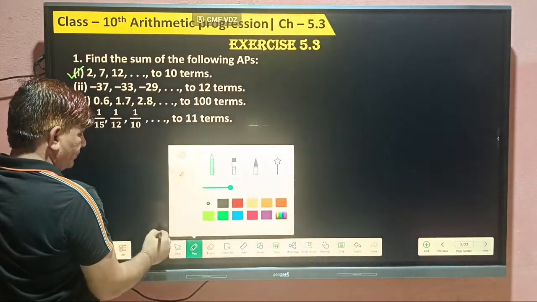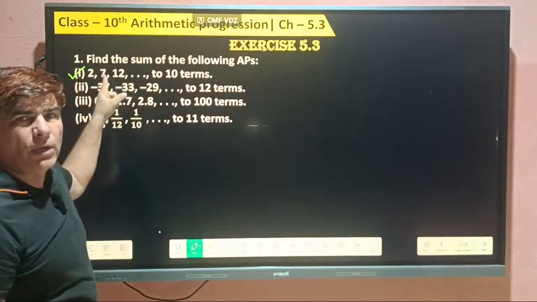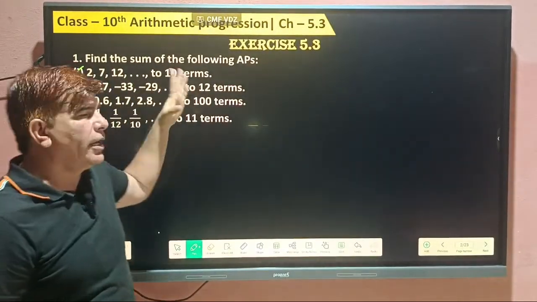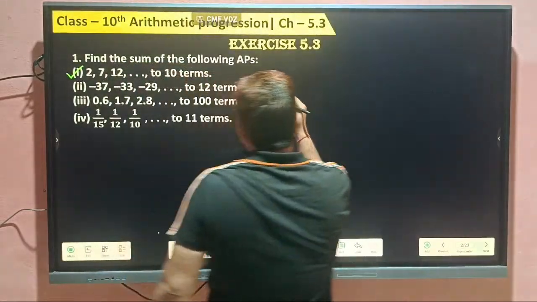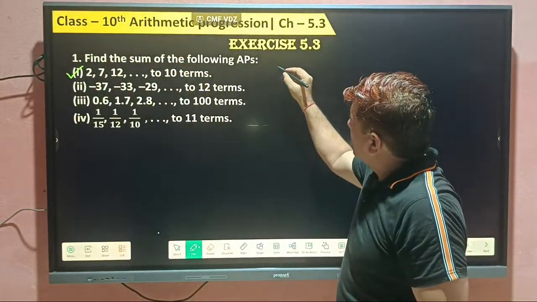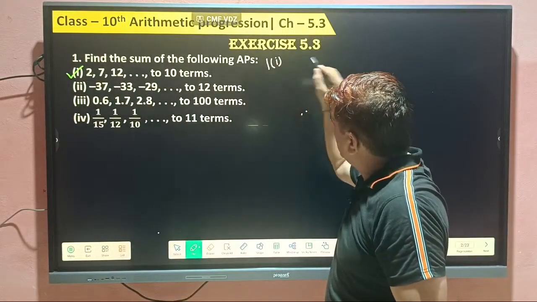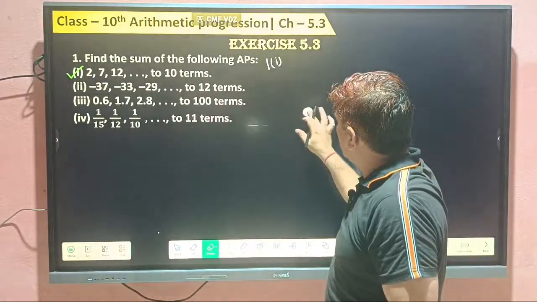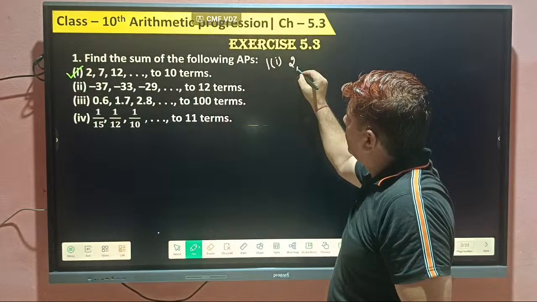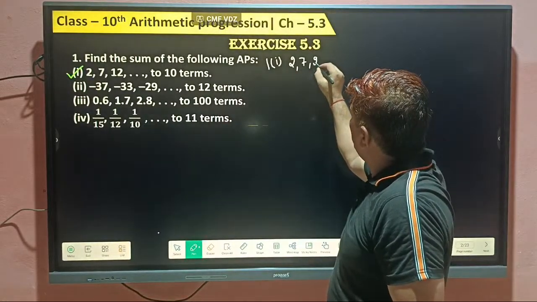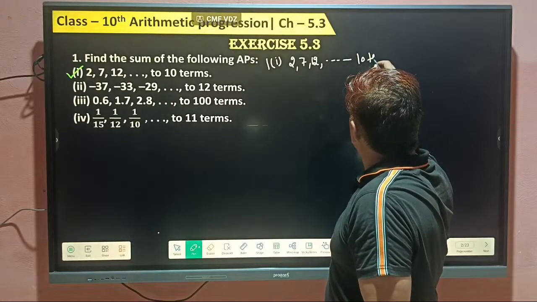Find the sum of the following AP: 2, 7, 12, up to 10 terms. How many terms are given? 10 terms. So how can we solve it? Let us write the solution of the first question, first part. The given AP is 2, 7, 12, total 10 terms.